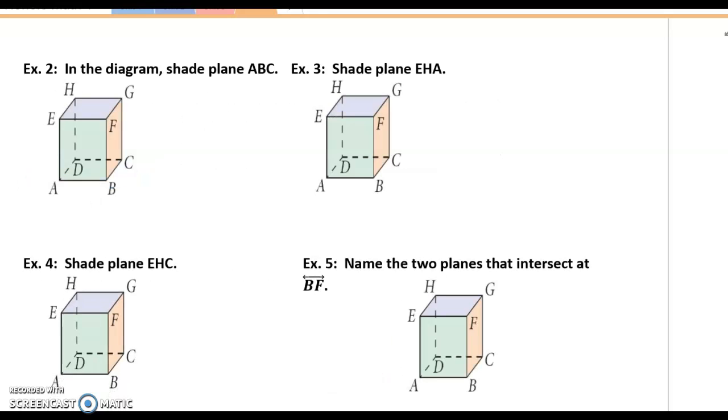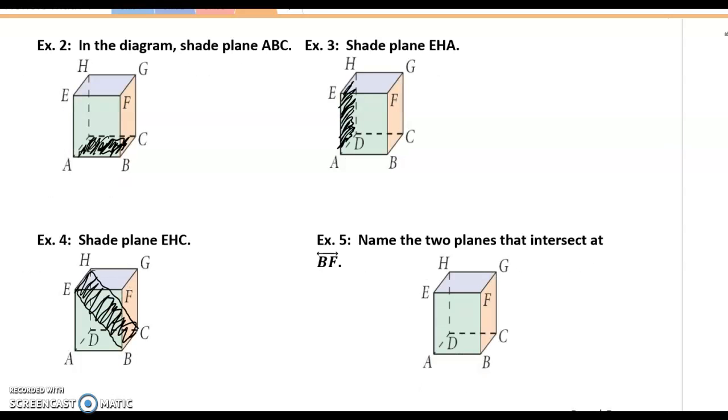Okay, so what's important for what we're going to be doing in this unit is you need to be able to look at these figures, these diagrams, and pick out exactly what you want in the diagram. All right, so for these next 3 examples, we want to be able to shade the indicated plane. For each of 2, 3, and 4, I want you to shade lightly with your pencil the plane that they are naming. All right, so this is what you should have shaded here for these 3 examples.